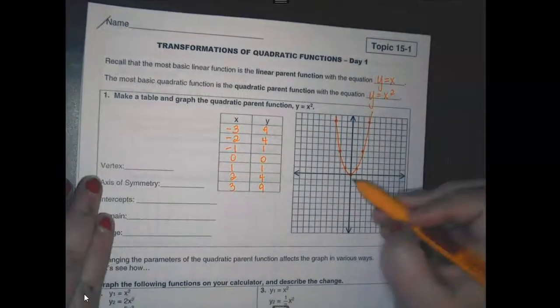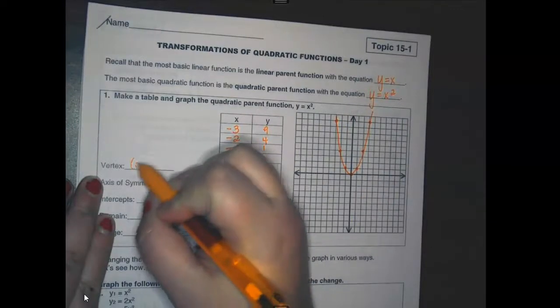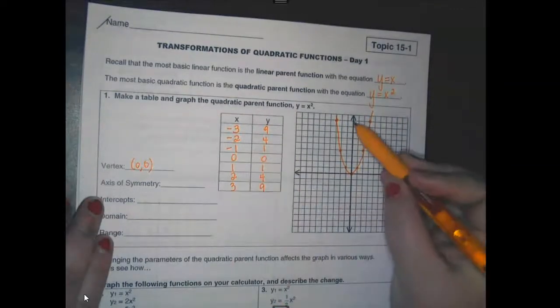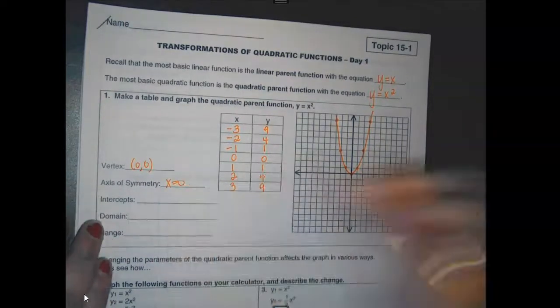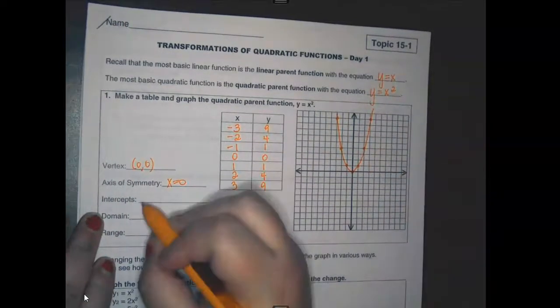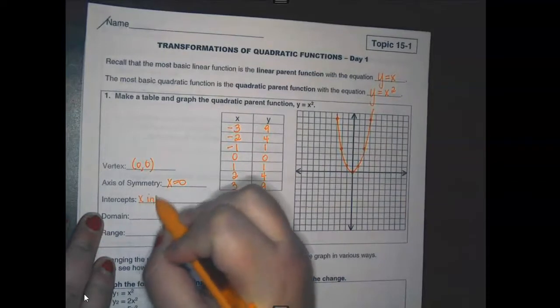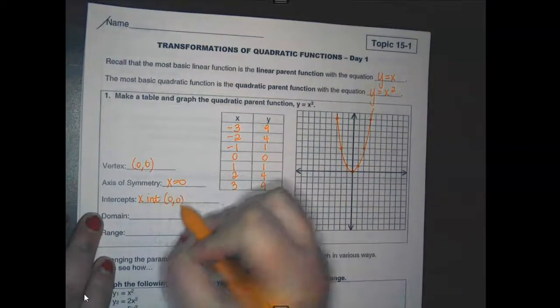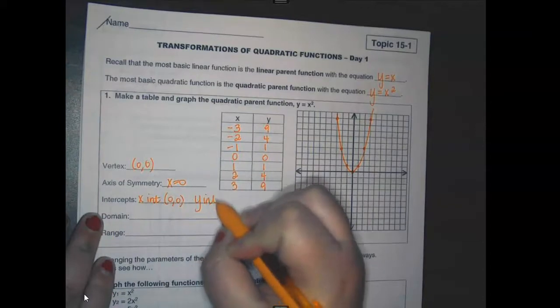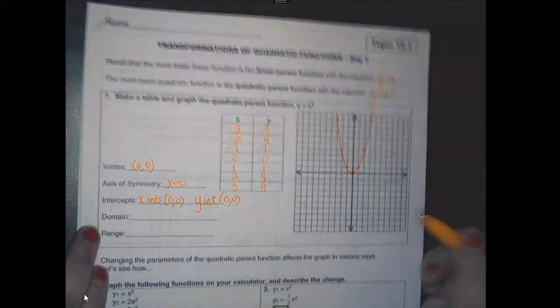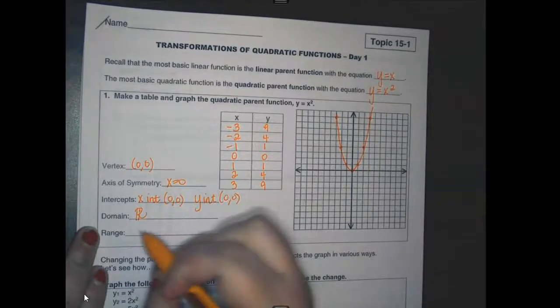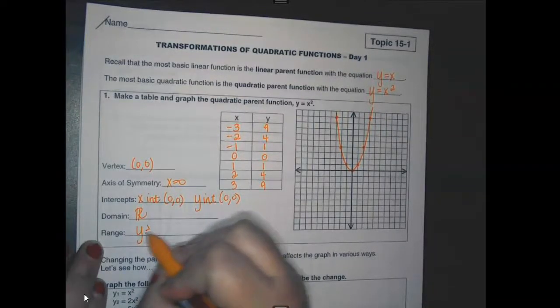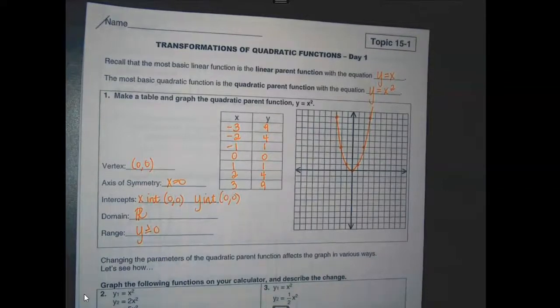Alright, so our vertex is at 0, 0. Our line of symmetry is going to be x equals 0. Intercepts: our x-intercept is 0, 0. Our y-intercept is 0, 0. Our domain is all the real numbers. And the range is y is greater than or equal to 0. We should be good on all that. It's what we just took a test on, so you should be good on all of those.